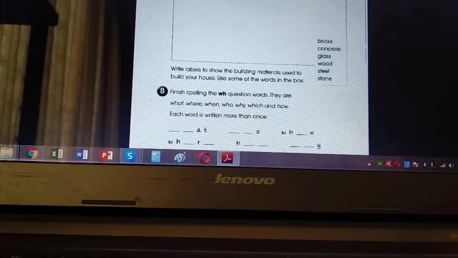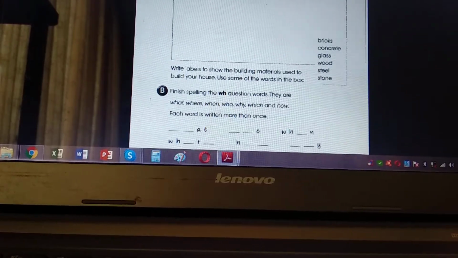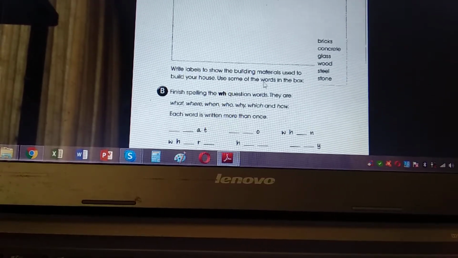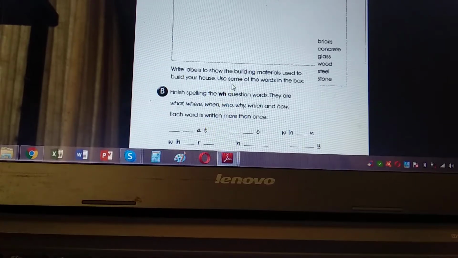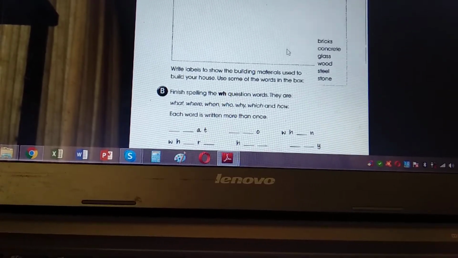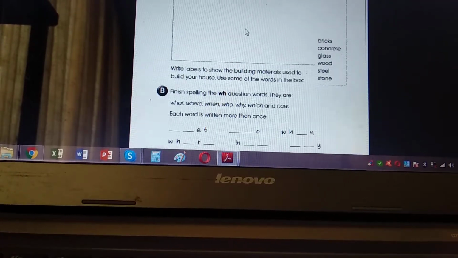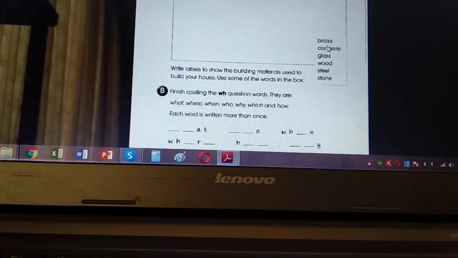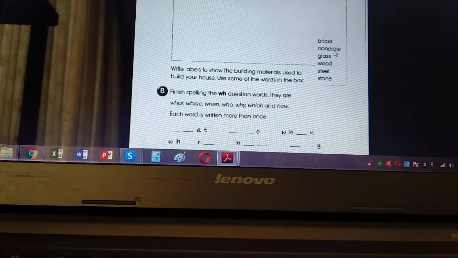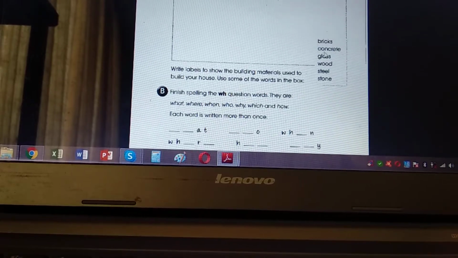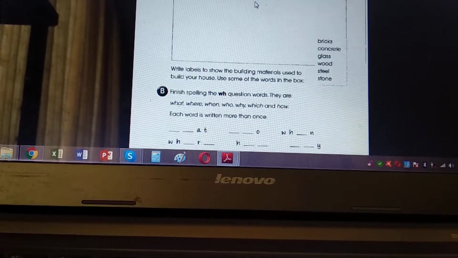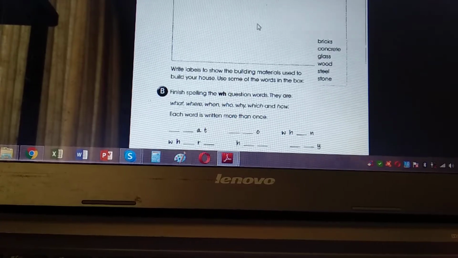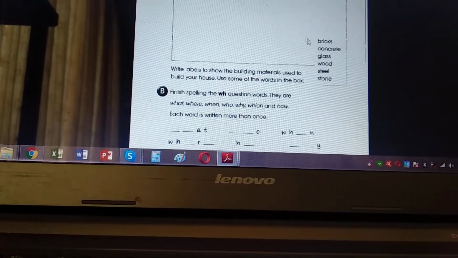Okay, draw a picture of your house. I want you to draw it very nicely and color them. Okay, write labels to show the building materials used to build your house. Use some of the words in the box. Right, these are the words. Okay, you draw your house first and then you label them. For example, the walls are made from bricks. Okay, and maybe your living room is made from concrete, something like that. And the windows are made from glass.